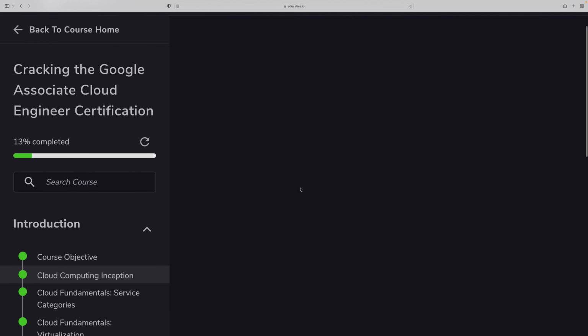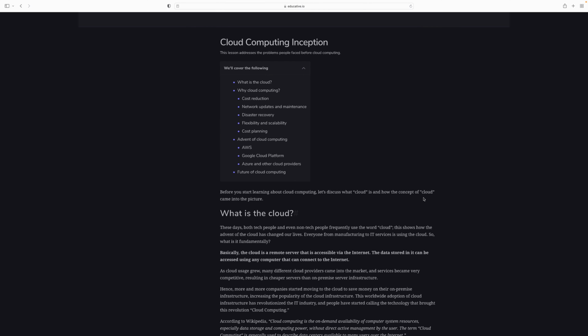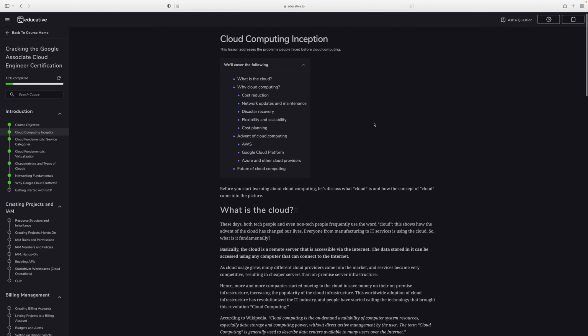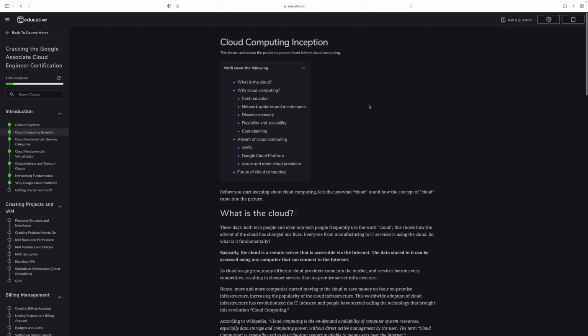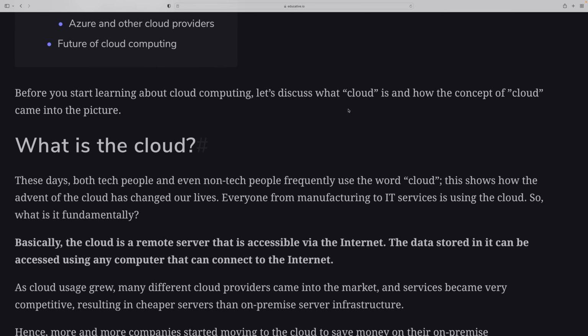So now the next. Okay, so next what we are going to do is cloud computing inception. A little bit about cloud. So here we are covering what the cloud is, why cloud computing, and the advantages and features of cloud computing. So why the cloud? Right, before we learn about it.